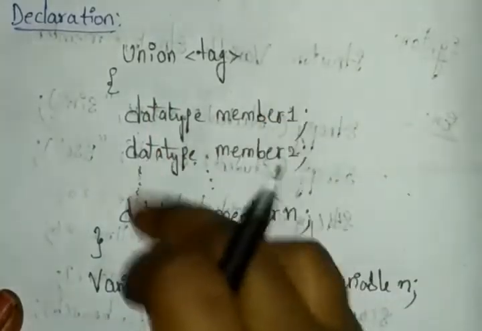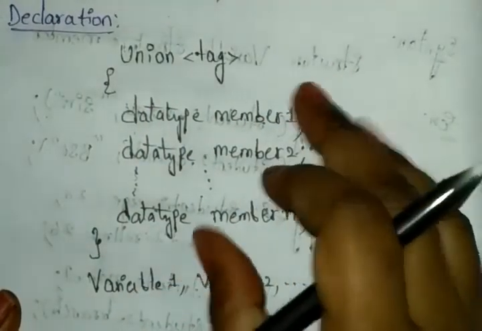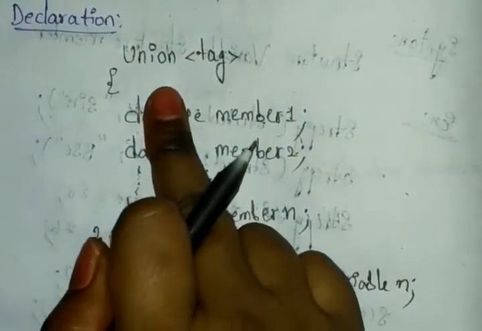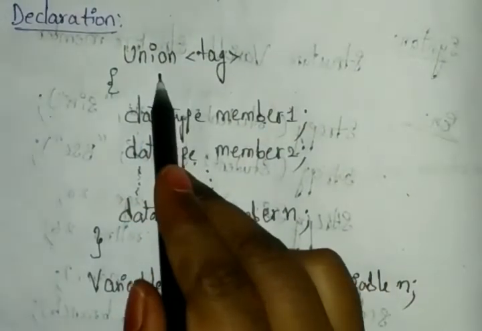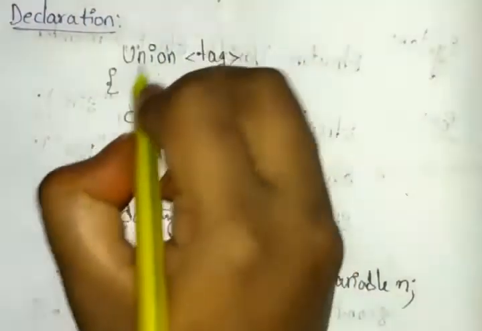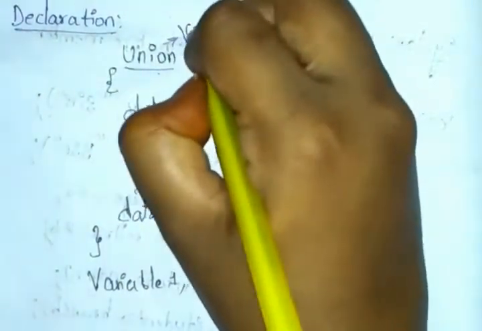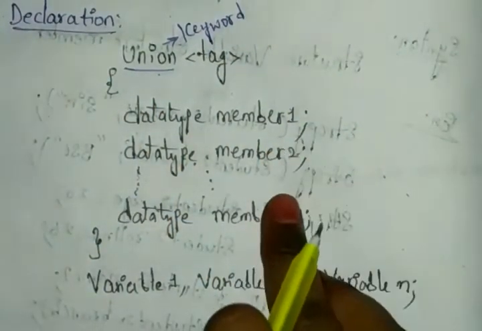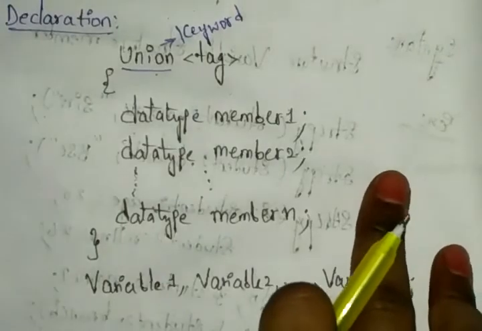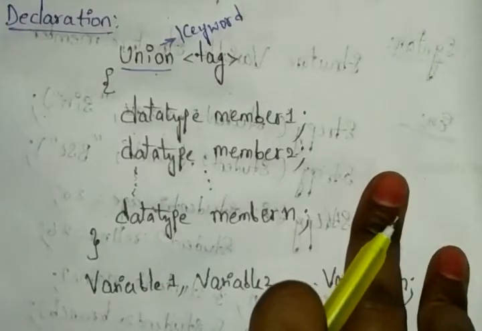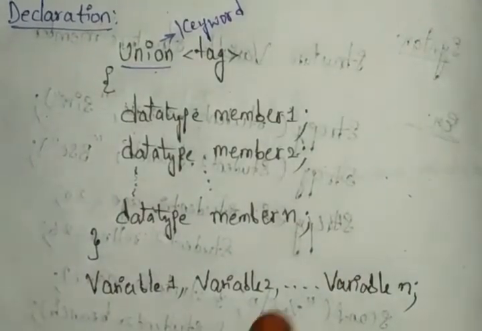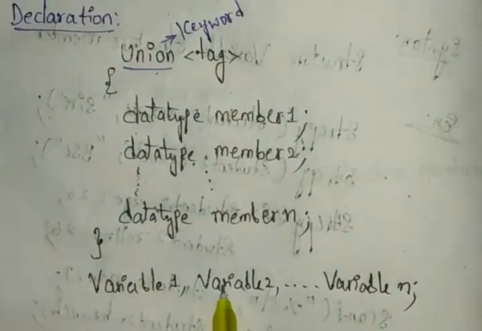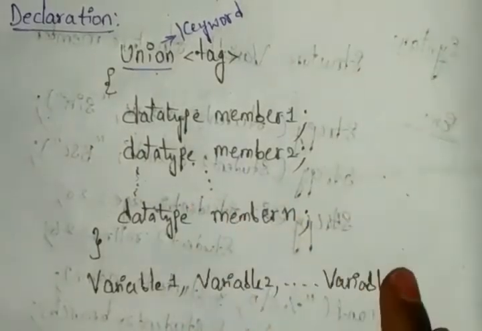Totally, this is similar to structures. Just instead of struct we are using the union keyword. That's it. So union is the keyword here. Next, whatever you have as member 1, member 2, member n, these are the members of the union. And the variables of the union can be declared in the form of variable 1, variable 2 and variable n.